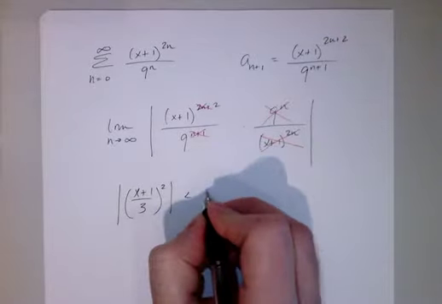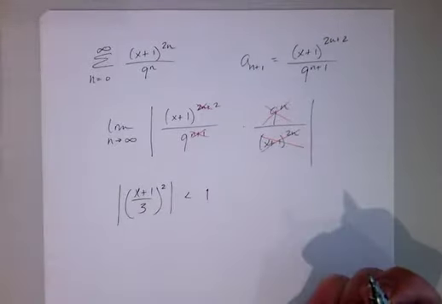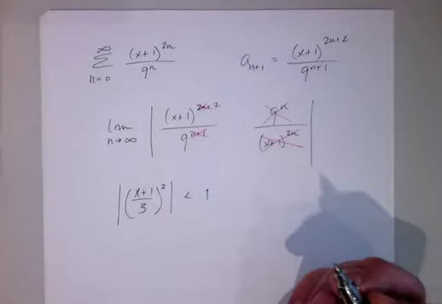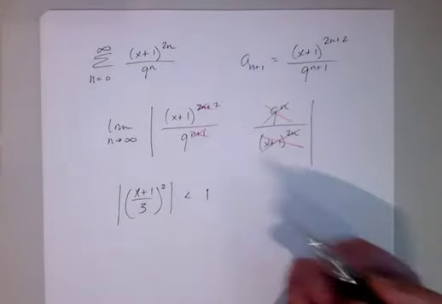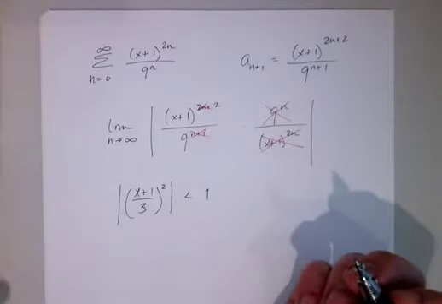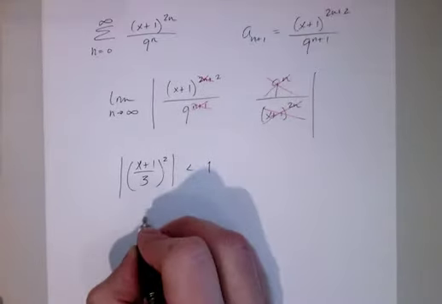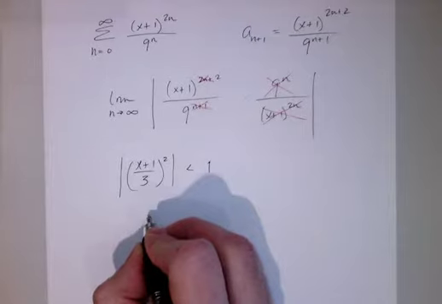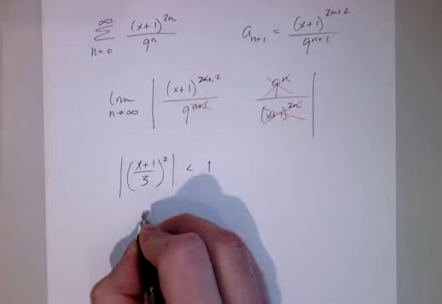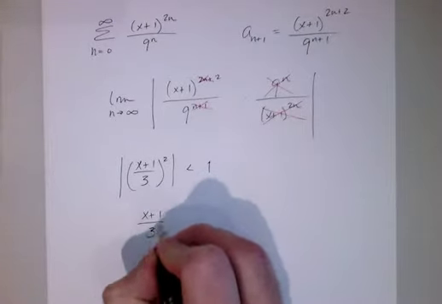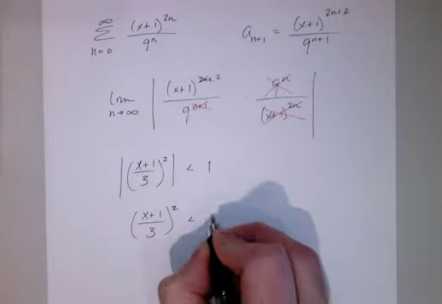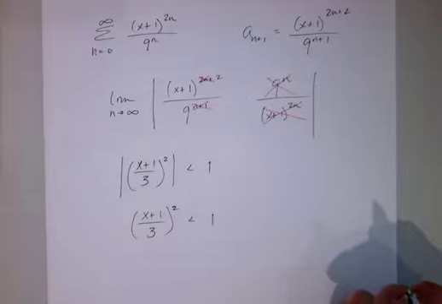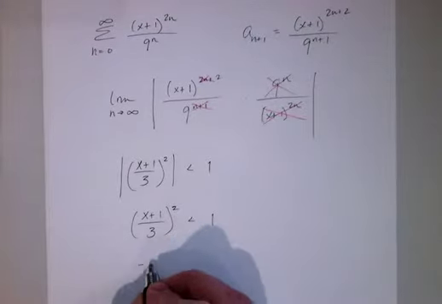And you need to know when is that going to be less than 1. Well, the absolute value bars are, of course, redundant at this point because it's being squared. If it's squared, it's always non-negative. And therefore, you can go ahead and say, if that's (x plus 1) over 3, squared, that's going to be less than 1.